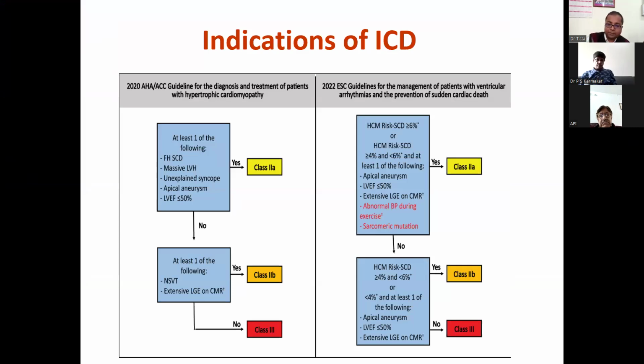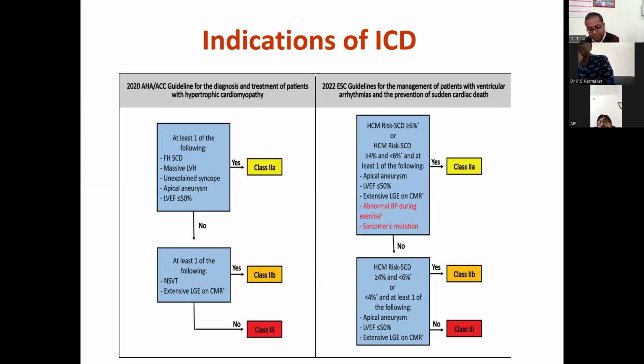For the management part, sir was telling about the medications and ICDs. The most important thing is which patient you have to refer for an ICD. We have the AHA guidelines and the ESC guidelines. Firstly, for HCM we have the HCM SCD risk calculator for risk stratification. If there is a patient with HCM with a family history of sudden cardiac death, which we found in this case, massive LVH more than 1.5, unexplained syncope, which may be due to an aborted SCD, or an apical aneurysm, or an LVEF less than 50%.